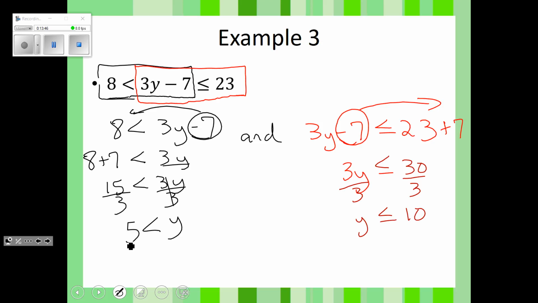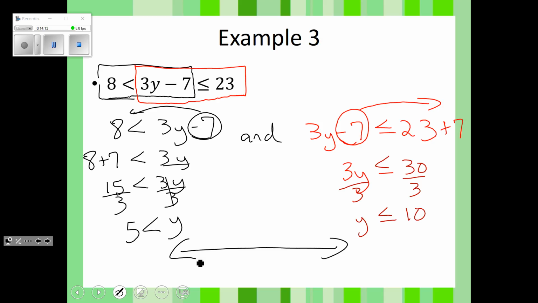So I ended up with y is greater than 5 and y is less than or equal to 10. So we are going to have to graph these. Any questions on how I solved them? Give me a thumbs up if you got those answers. Okay. If all your hands are up, does that mean a question or does that mean you're good? Are we okay? Okay. All right, so we're going to graph these.